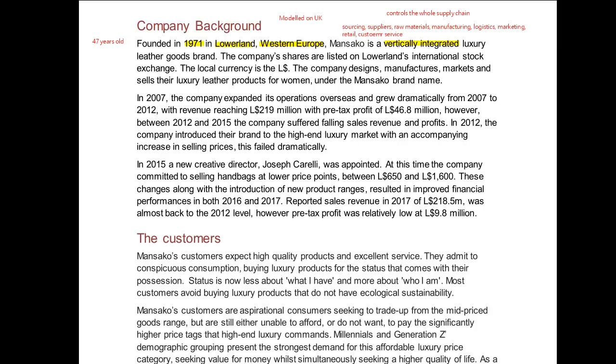Okay, so they are about 50 years old. They exist in a fictional country in the real Western Europe, most likely modeled on the UK, and they are vertically integrated. They manufacture and sell luxury leather goods, or they are a luxury leather goods brand.